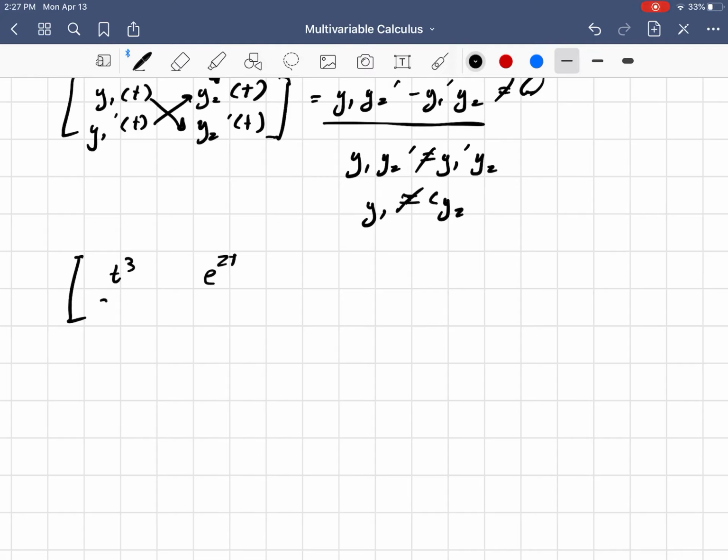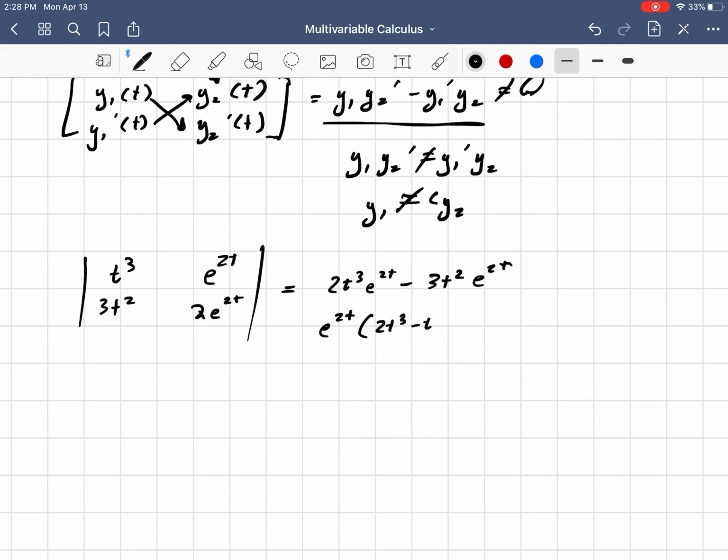For example, take maybe y sub 1 of t is t cubed, and y sub 2 of t is e to the 2t. So we have 3t squared and 2e to the 2t. We already differentiated. We can get the determinant, which would not be written with the brackets, it would just be with the lines like this. That's 2t cubed e to the 2t minus 3t squared e to the 2t.